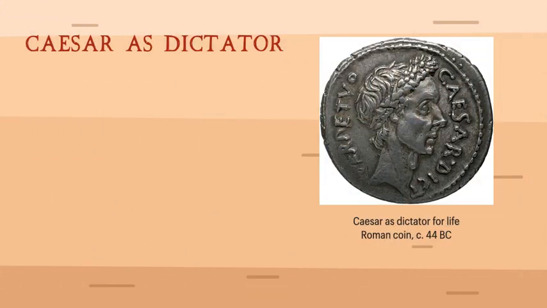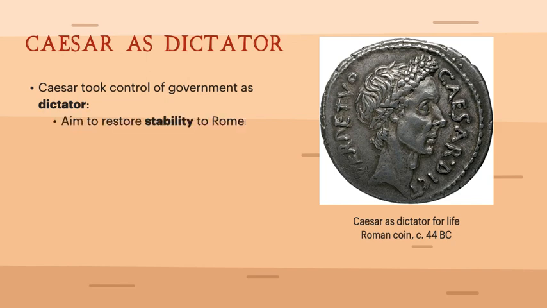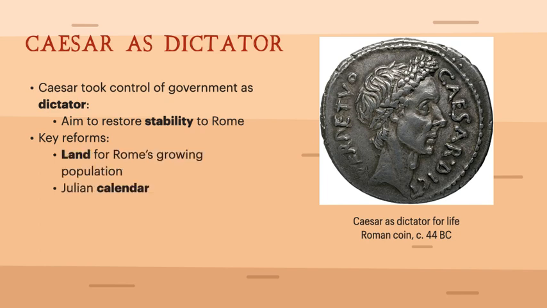So, after his victories in Egypt and across the Mediterranean, Caesar returned to Rome as triumphant leader. He seized control of the government, becoming dictator, with the aim of implementing critical reforms and restoring stability to the Republic. As dictator, Caesar initiated various measures to address pressing issues, such as enacting land reforms to provide land for Rome's growing population and implementing a new calendar known as the Julian calendar, which is the basis for our modern calendar system that we still use today.